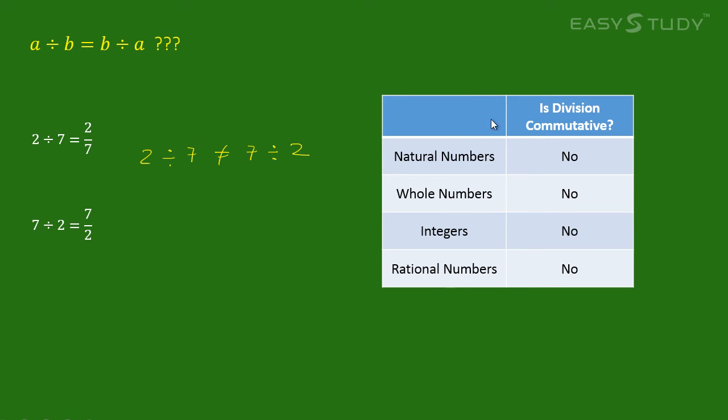In this video, we learned about commutative property. As you just saw, addition and multiplication operations, they follow commutative property, while subtraction and division operations, they do not follow commutative property.